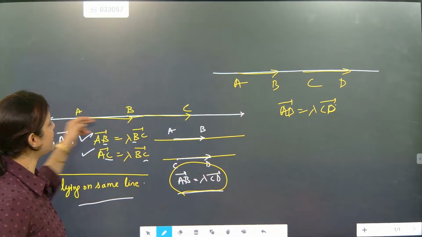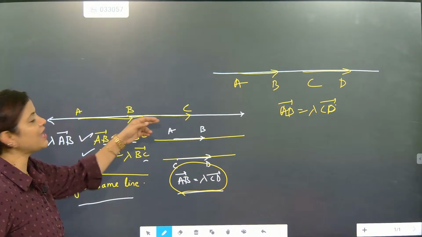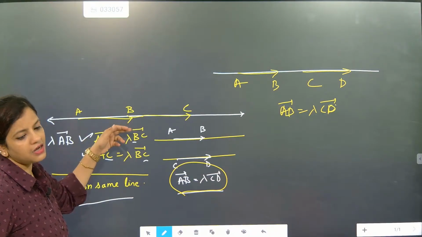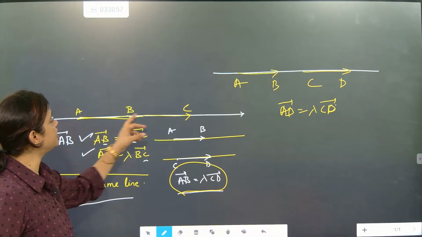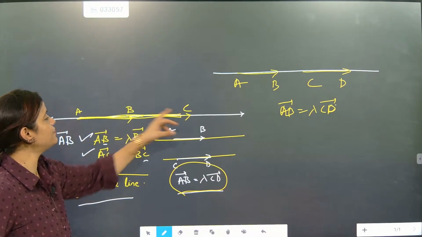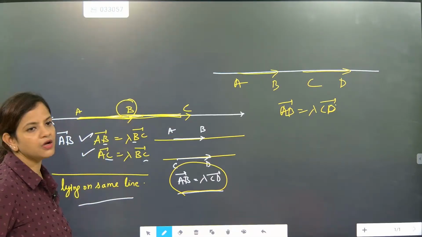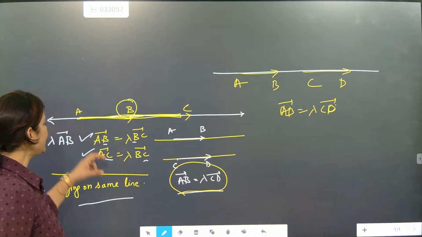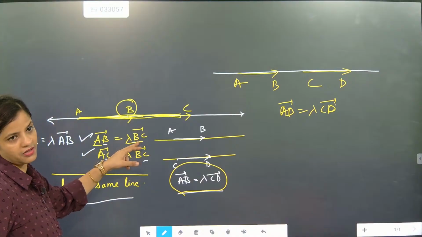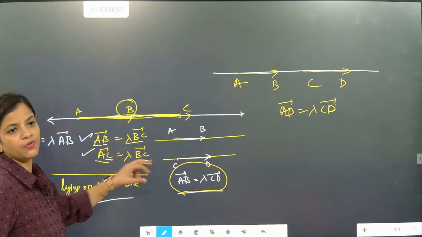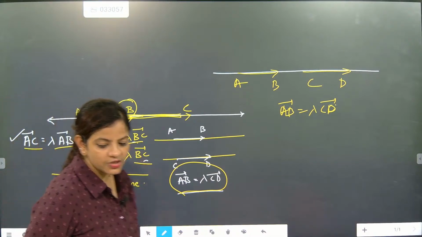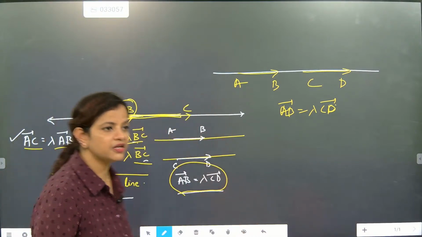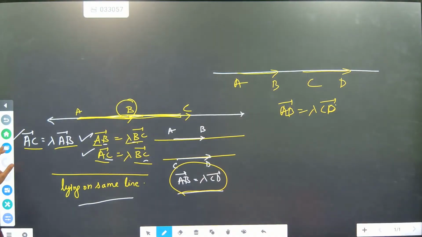When the same line is there, it can represent either parallel or collinear vectors. If it is collinear, there will be one alphabet common. Like AB, BC: what is common? B. AC, BC: what is common? C. AB, AC: what is common? A. So that is the representation of vectors. Are the basics of vector clear now, beta?